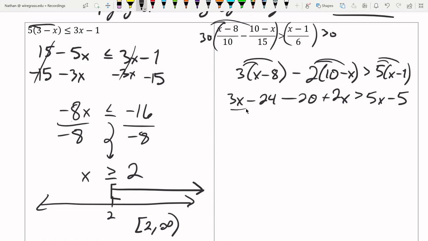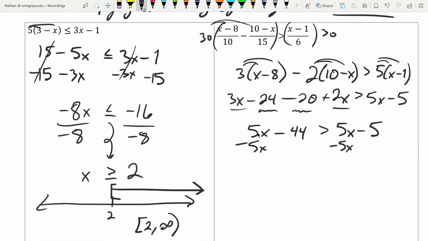All right. We can combine like terms. We have 3x and 2x, negative 24 and negative 20. So we get 5x minus 44 greater than 5x minus 5. Subtract the 5x from the left, and you see they both cancel, and we get negative 44 is greater than negative 5. And this, of course, is a false statement. So there's no solution.